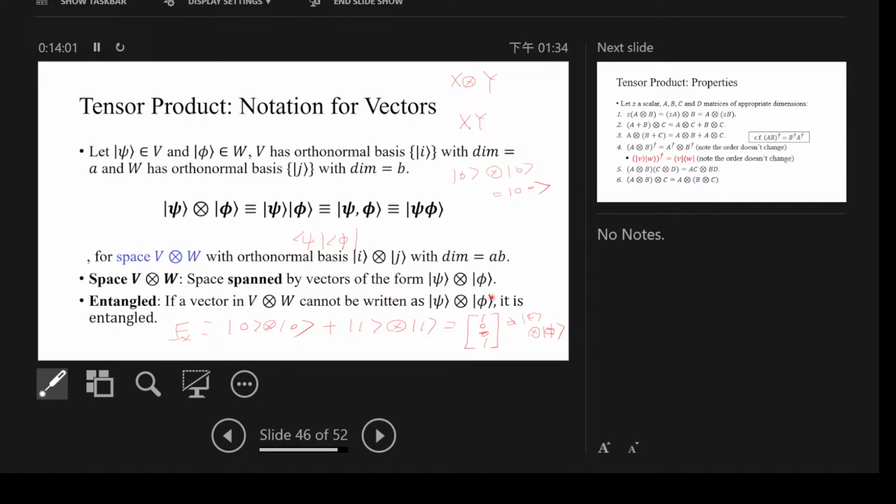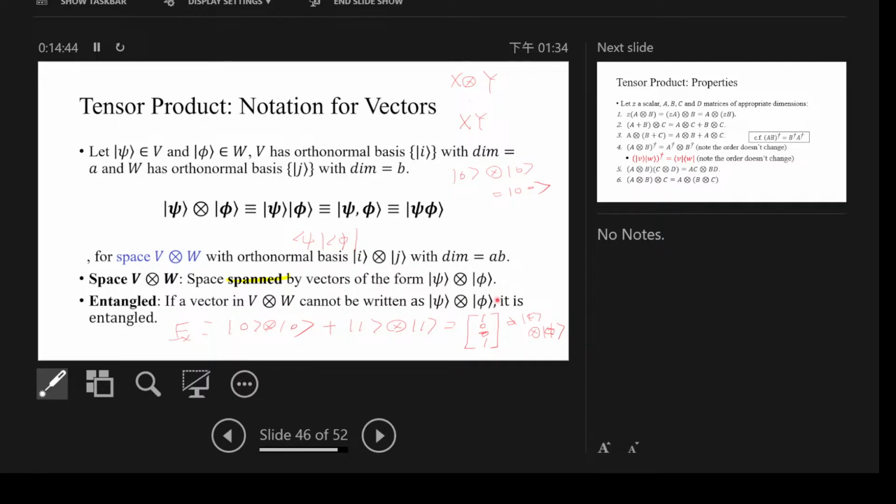Okay, and then here we go to a bit of a quantum concept. Now we can describe the idea of entanglement. Entanglement is a property of a vector in this space V tensor W. The important thing is that when we define this space, we say the space is spanned by vectors of this form. That means every vector inside it is a linear combination of this form. But not everything inside this space can be written in this psi tensor phi form.